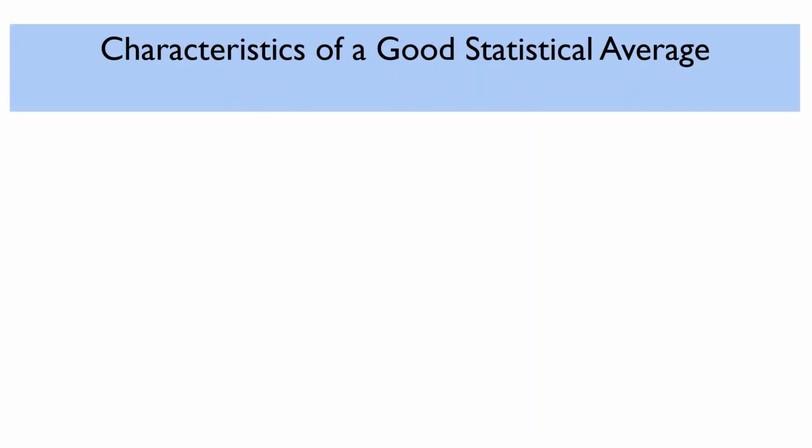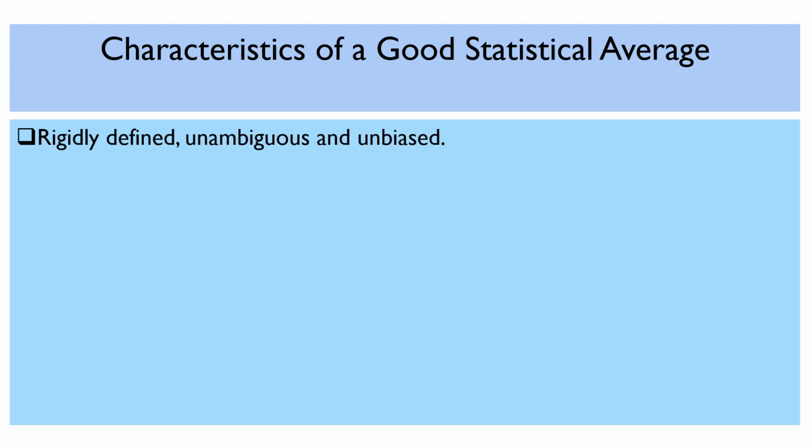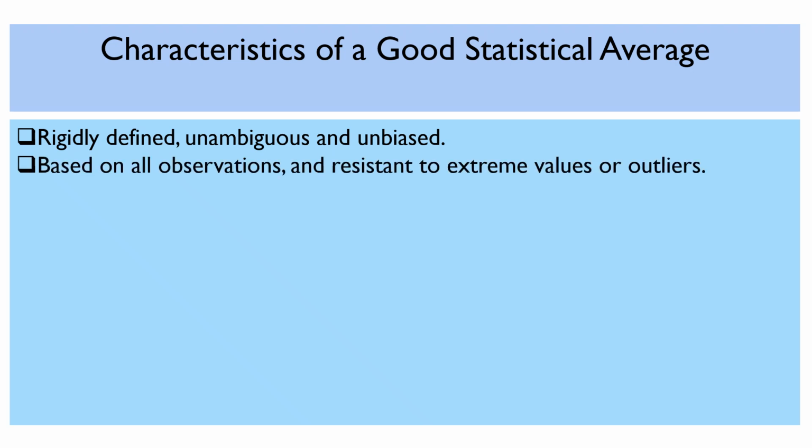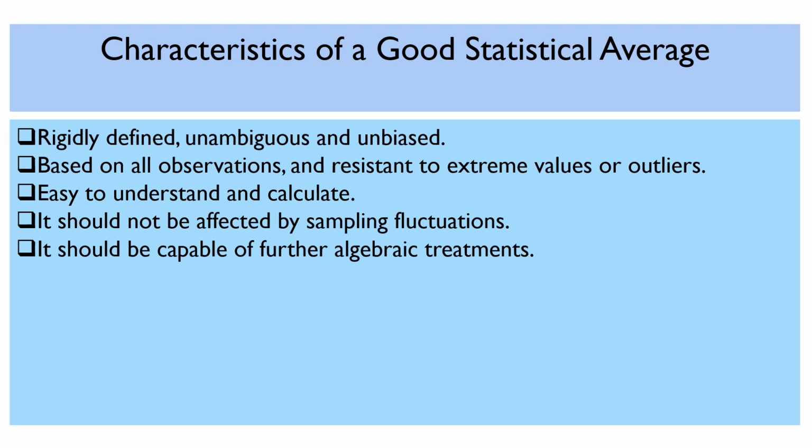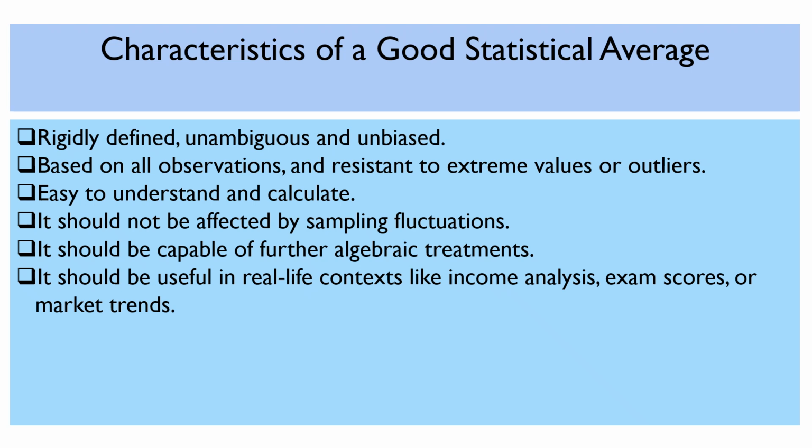Let us understand what characteristics are required for a good statistical average. It should be rigidly defined, unambiguous, that is clear, and unbiased. It should be based on all the observations and should be resistant to extreme values or outliers. It should be easy to understand and calculate. It should not be affected by sampling fluctuations. It should be capable of further algebraic treatment, such as for analysis. And it should be useful in real life contexts like income analysis, exam scores, or market trends.